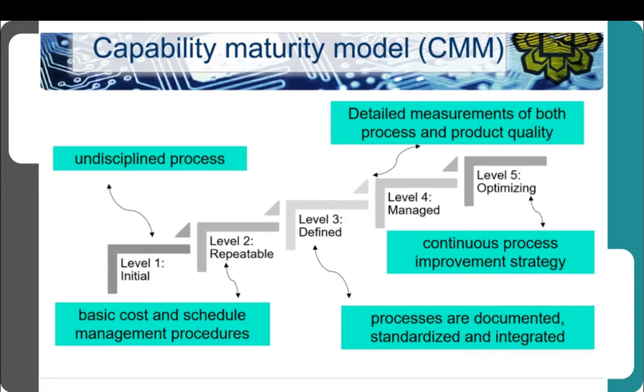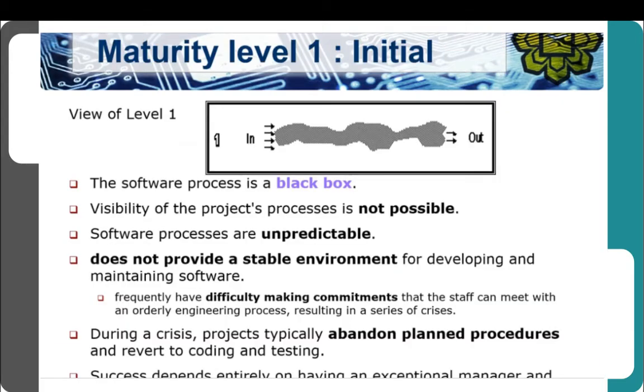So we're going to look into each of these levels and what are the characteristics in detail after this. Okay, for the first maturity level, which is initial, we can visualize the software process as a black box like this, where you can have a set of input and you get a set of output, but the visibility of the project's processes is not possible, which means that software processes are unpredictable.